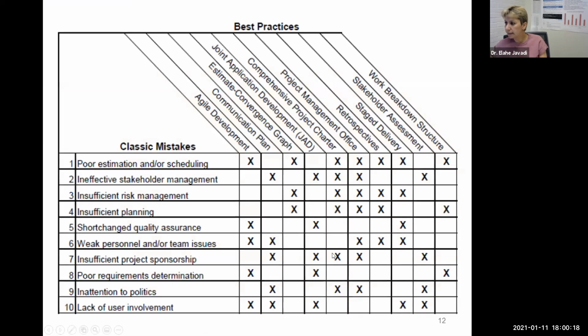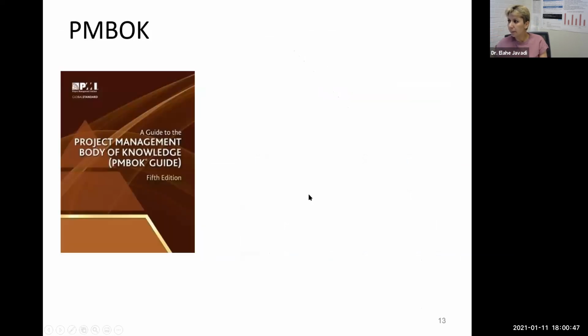Good job reading these. The list of classic mistakes I showed you, and these are some of the remedies you see at the top. Agile development, communication plan, some of the tools and techniques. I let you read these documents, but some of the tools and techniques listed here are the things that we're going to work on in this class. So this is the top classic mistakes and some of the remedies that may help with them.